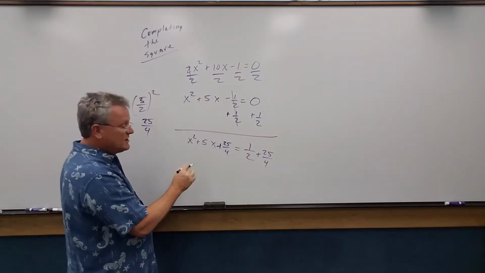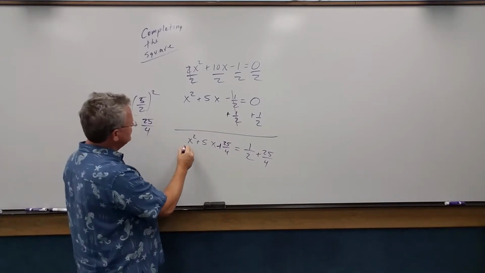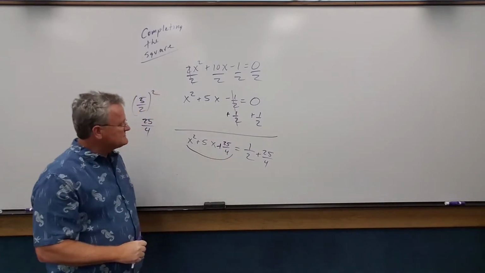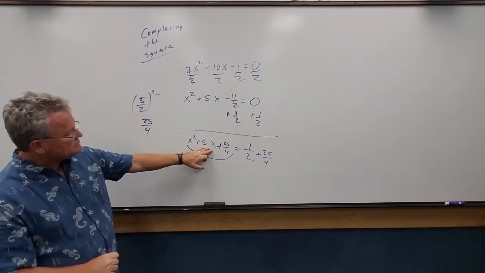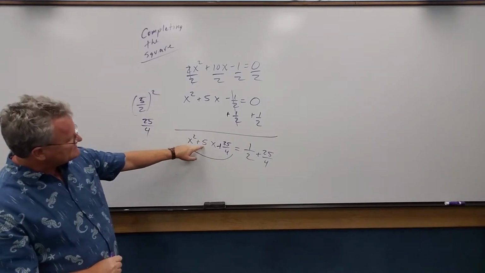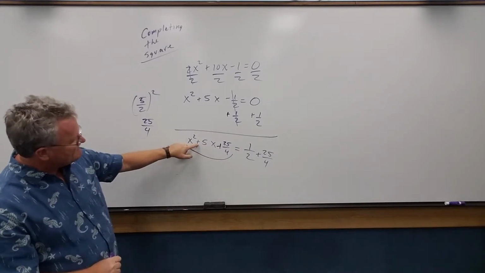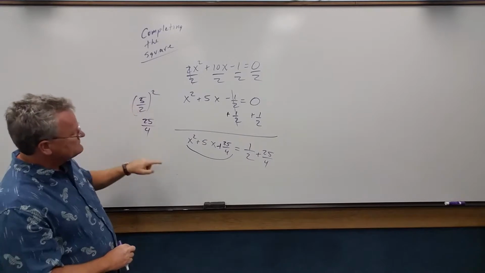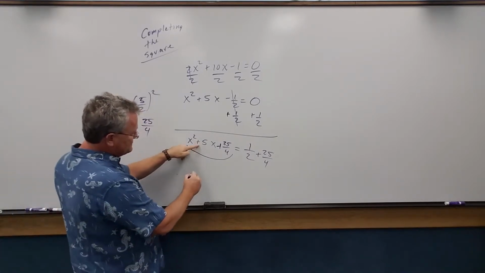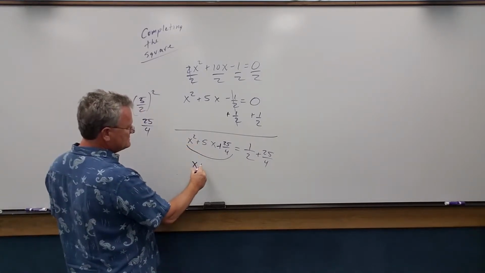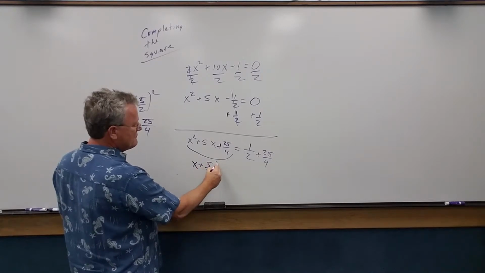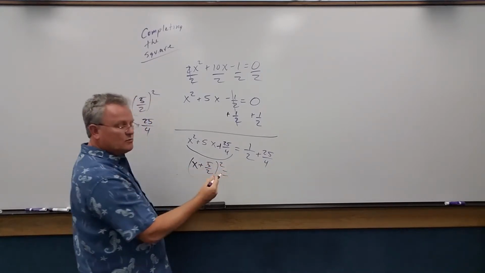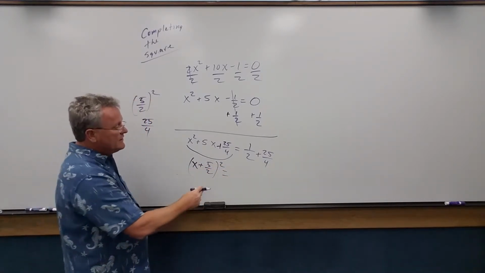Now, this part here, you're going to say, wow, how does that factor? Again, as I explained in the last video, this always factors to x plus half of this number. Half of that number is 5 over 2. So this factors to x plus 5 over 2 squared. It works that way every time.